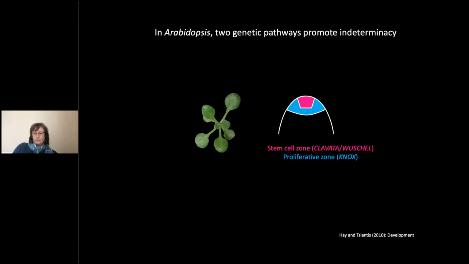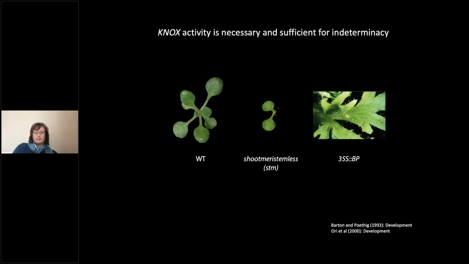We're looking at both of these pathways in my lab, but in this talk, I'm going to tell you about how we think KNOX genes have contributed to the evolution of shoot indeterminacy in the vascular plants. Next slide, please, Geraint.